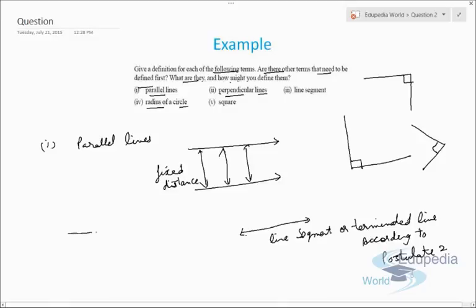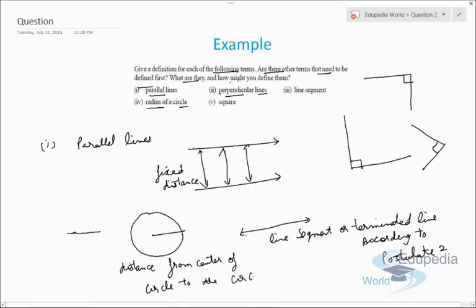Now radius of a circle. Suppose we have a circle like this, and this is the center of the circle, and this is the radius. So the radius of a circle can be defined as the distance from the center of the circle to the circumference of the circle.